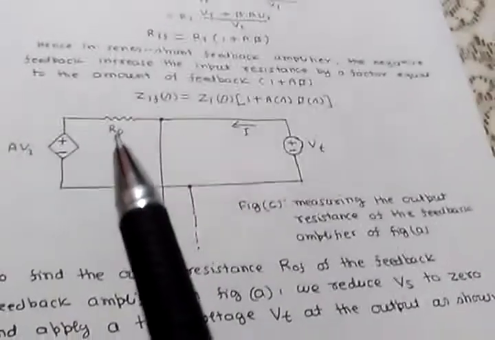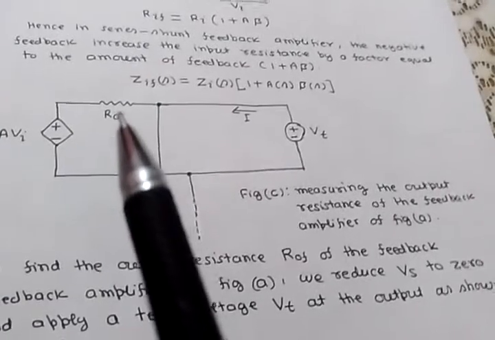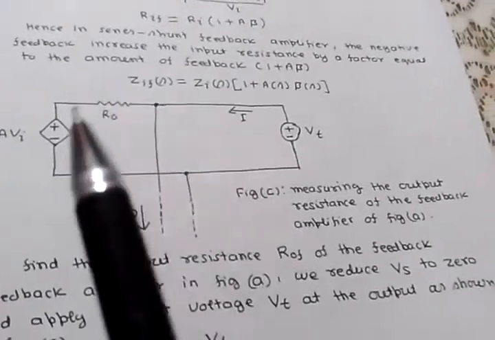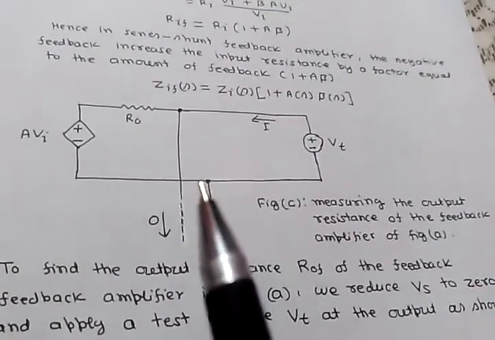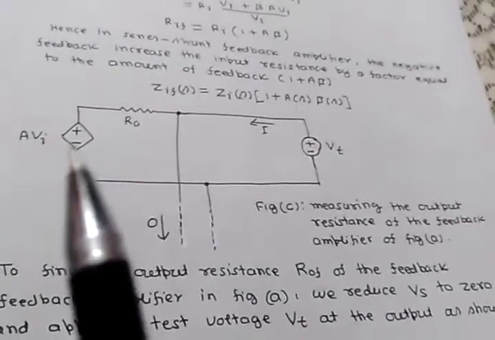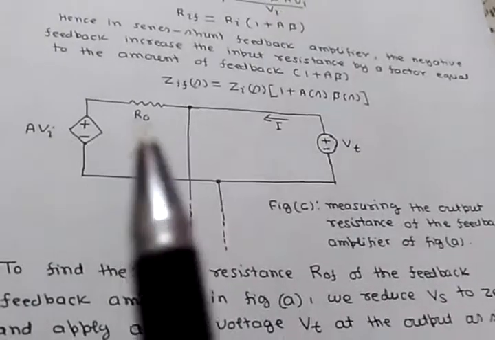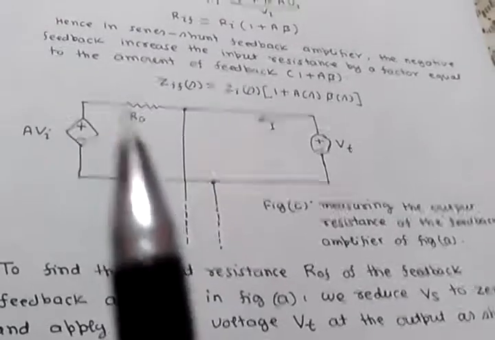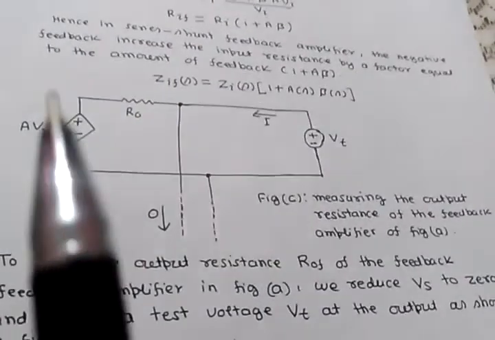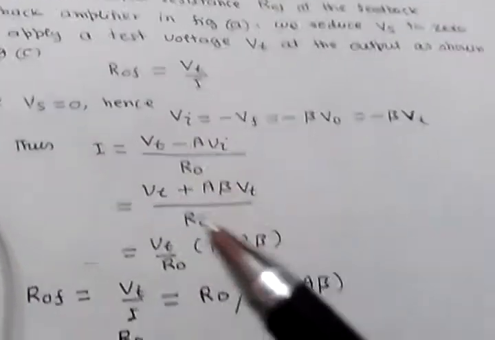See here, the voltage across this resistor will be Vt minus AVi, taking reference the negative terminal of this voltage controlled voltage source and this test voltage source. We can write voltage across Ro as Vt minus AVi. So current through Ro will be Vt minus AVi upon Ro, as written here. I equals Vt minus AVi upon Ro.